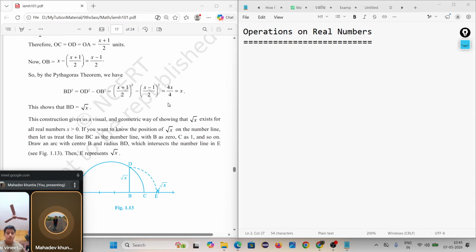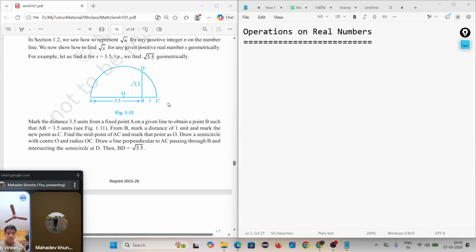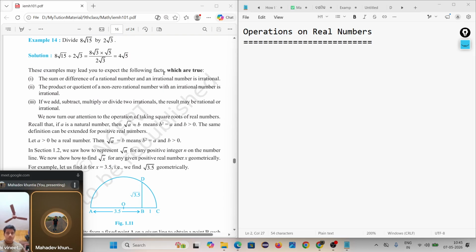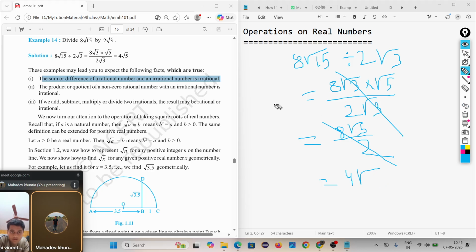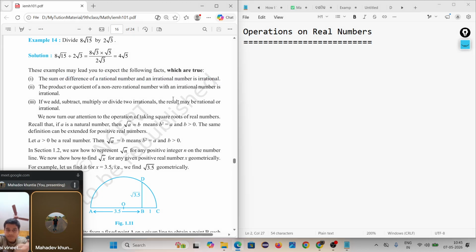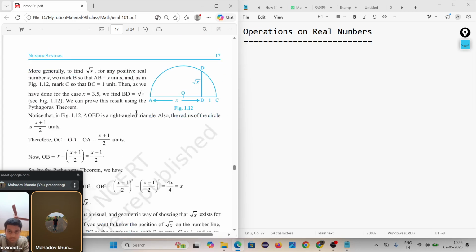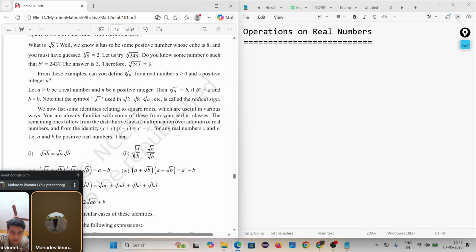Are you understanding? The examples may lead you to accept the following facts, which are true. The sum or difference of a rational number and an irrational number is irrational. Look, the sum and difference we have already completed. If you read this concept, you understand. Don't waste time. This is not in your part, leave this.